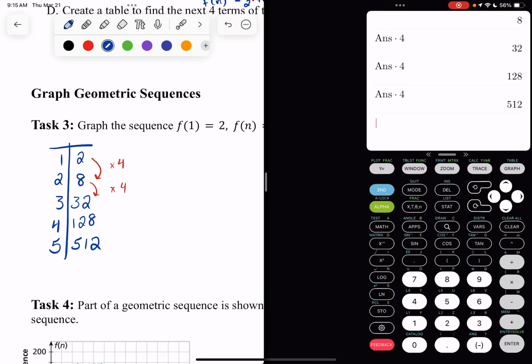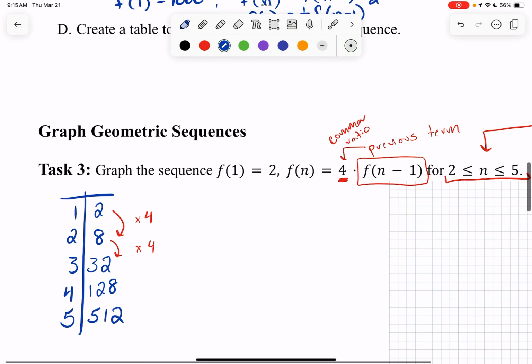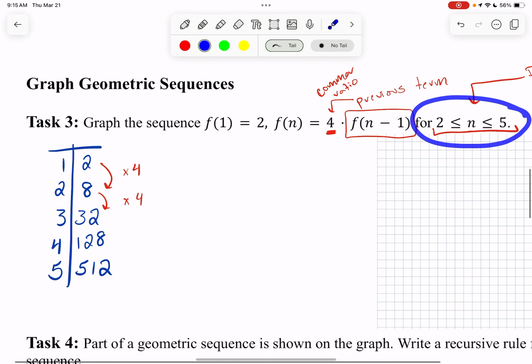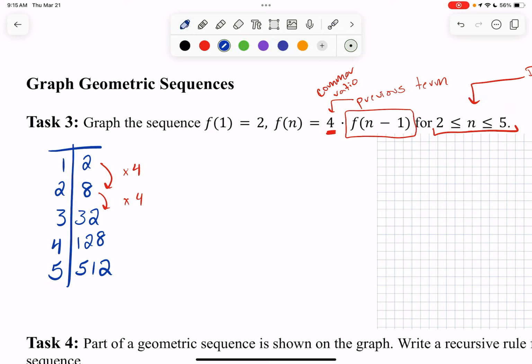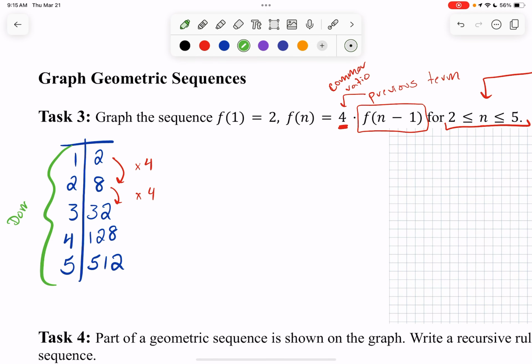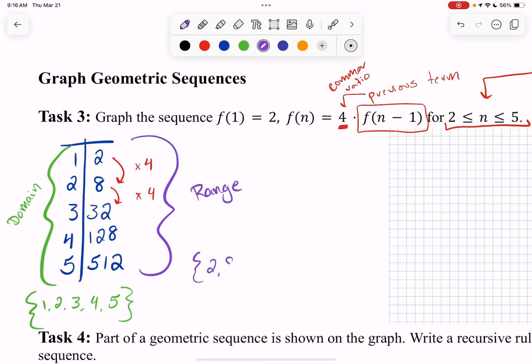It wants me to do it from the second. Oh, sorry. Here it did say from the second to the fifth term, so we went all the way to the fifth term. We're good. So now talking a bit about domain and range. My domain in this case would be the numbers 1 through 5, so 1, 2, 3, 4, 5 is my domain because we're only talking about those 5 numbers. And my range would be the numbers 2, 8, 32, 128, and 512, because again, the domain is the set of all inputs and the range is the set of all outputs.